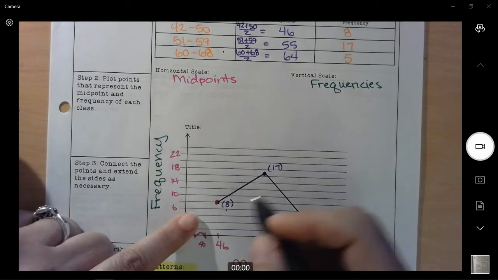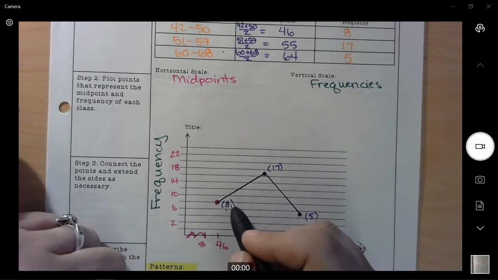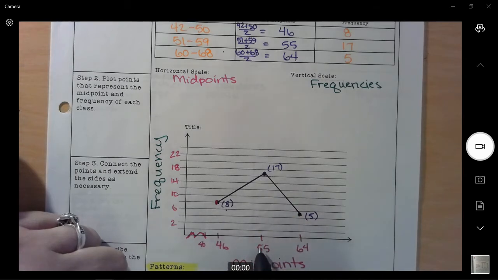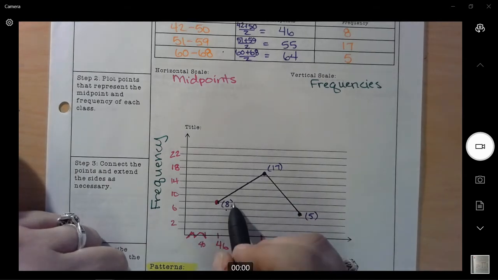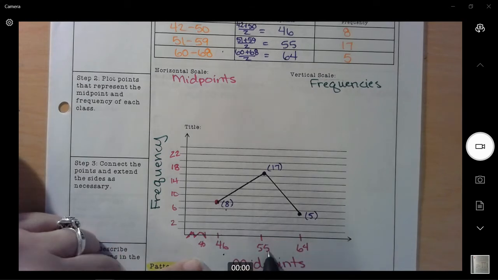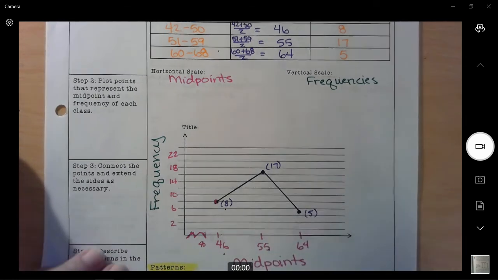The idea is that this allows us to see that there is a big change in the number of presidents inaugurated from the age of 46 to the age of 55. And there's a big drop in the number of presidents that have been inaugurated over the age of 55. Okay, so that gives us a pattern.